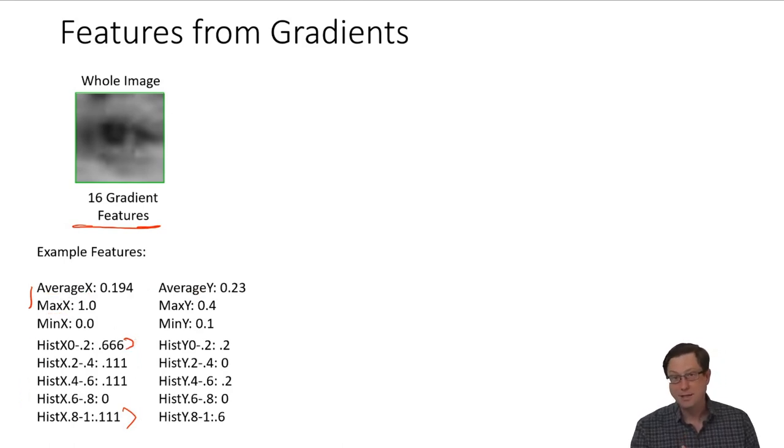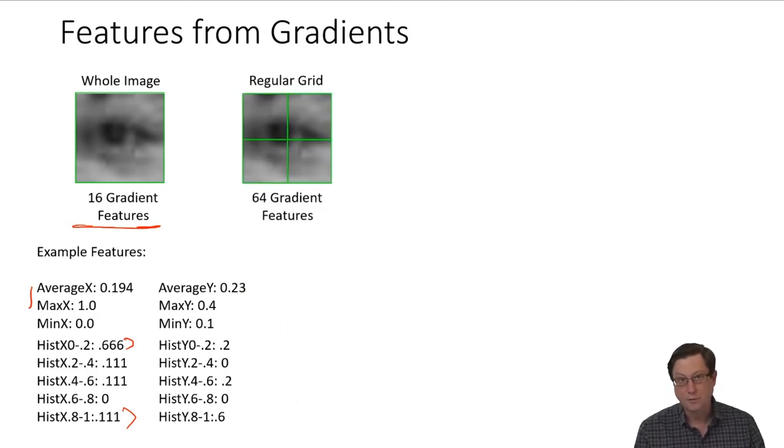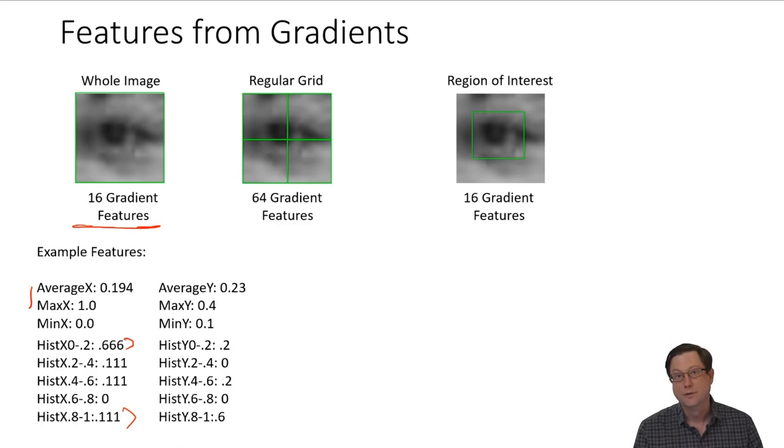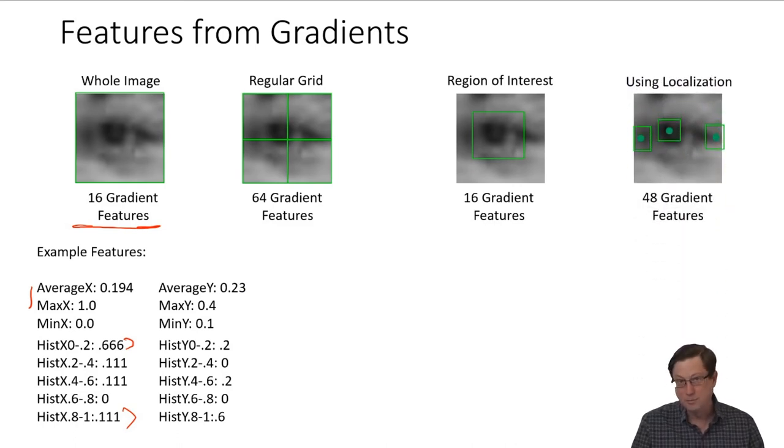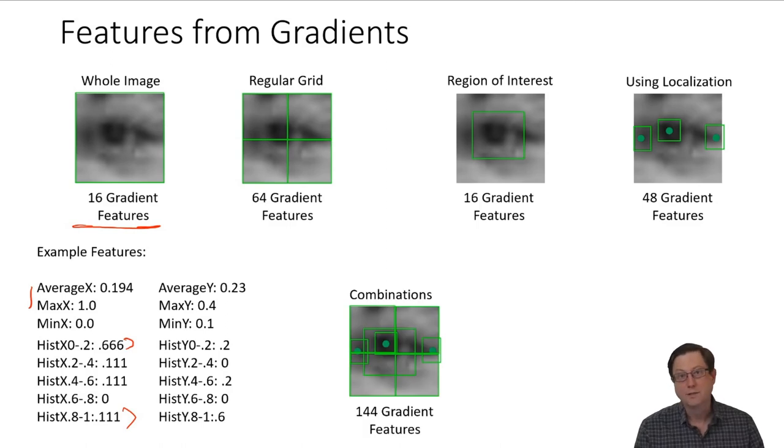You could add them to the intensity features. You could do the regular grid trick and end up with a lot more features. You could do the region of interest trick. You could probably use localization, which might make a lot of sense. And then again, the combinations: intensities, gradients, different regions for different ones. The search space is getting pretty complicated, but we're starting to expose more and more of the structure in this image that's relevant to the eye openness or eye closedness of whatever's in the image.